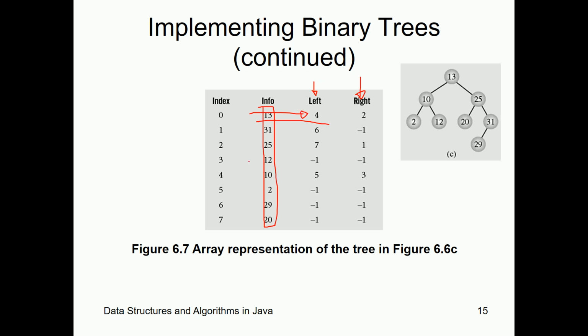For example, if I look at this one, 12. What's on the left of 12? Nothing. On the right? Nothing. So that's how this is represented. You can see this is some kind of complication because you have to maintain 3 different arrays. And if you move something around, you better not get confused because you might mess up the whole thing.